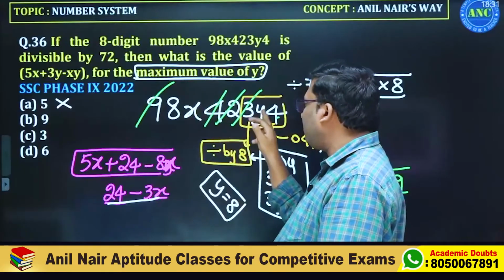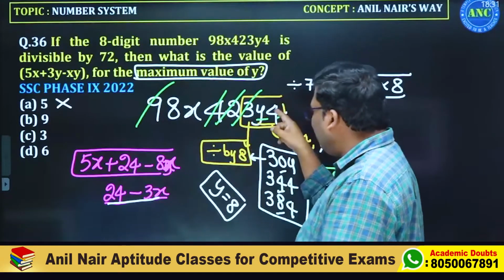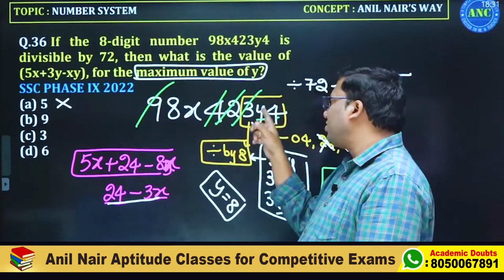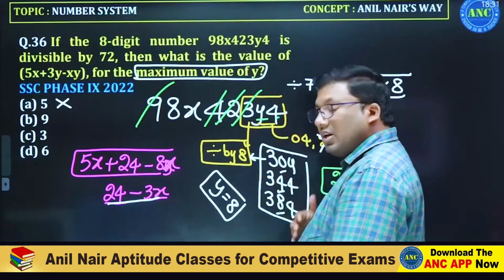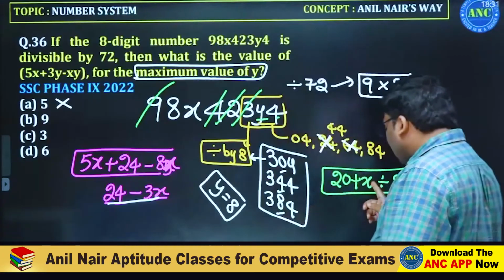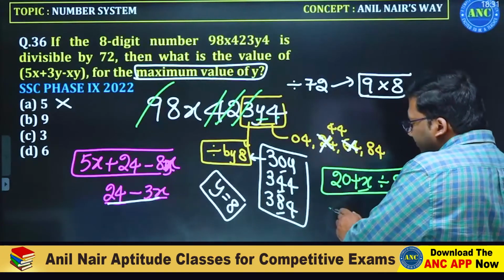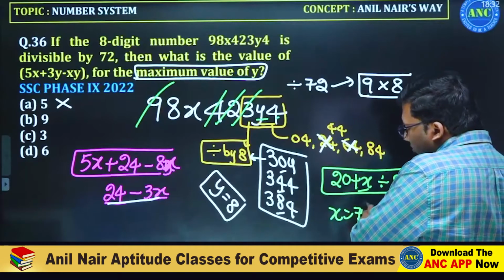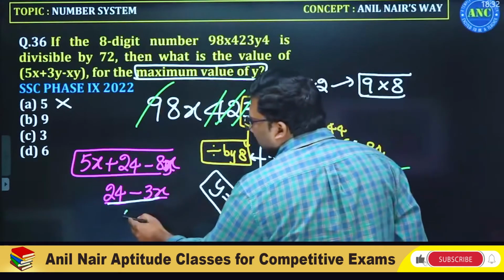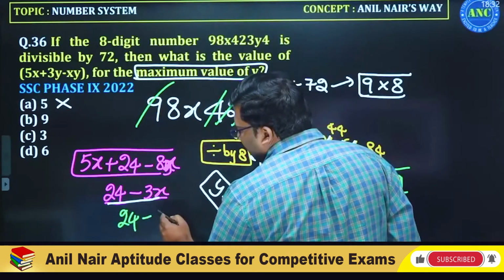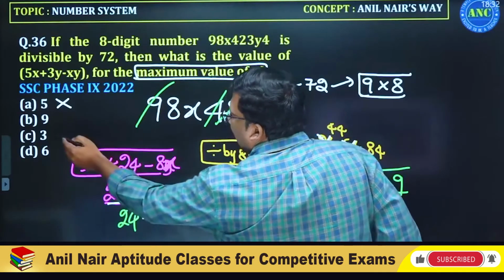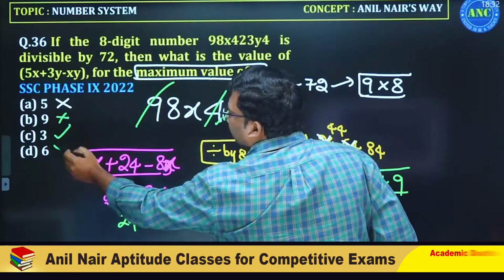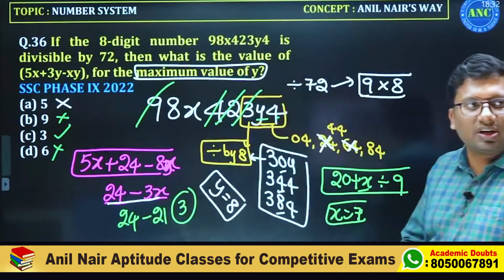8 plus x plus y plus 4. y is 8, so 8 plus 8 is 16, 16 plus 4 is 20, 20 plus x. It is divisible by 9, that means x should be 7. If x is 7, 3 7s are 21, 24 minus 21. The answer for this question is 3.